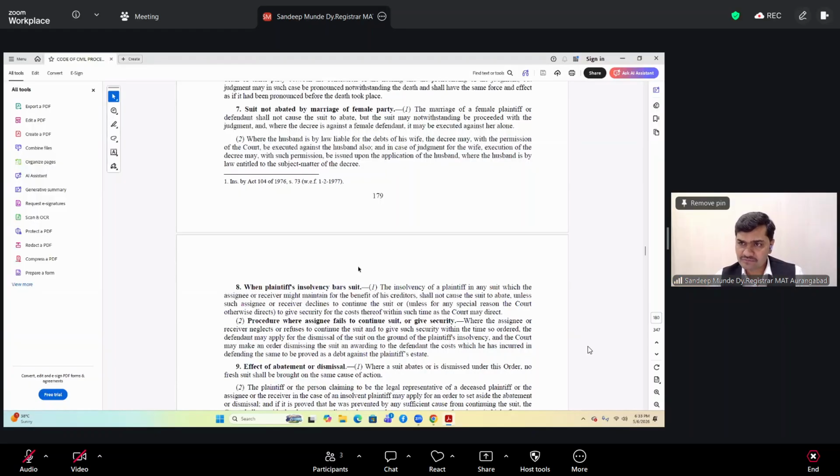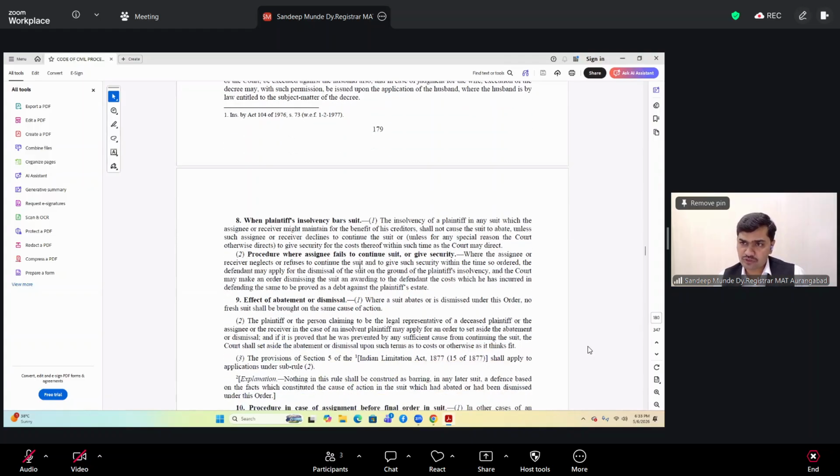Rule 8 provides for the plaintiff's insolvency. If the insolvency of the plaintiff occurs in any suit which the assignee or receiver might maintain for the benefit of his creditors, it shall not cause the suit to abate unless such assignee or receiver declines to continue the suit, or unless the assignee has been appointed and gives disinclination to proceed with the suit. If he gives such, the suit will be abated.